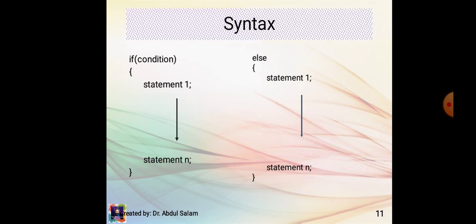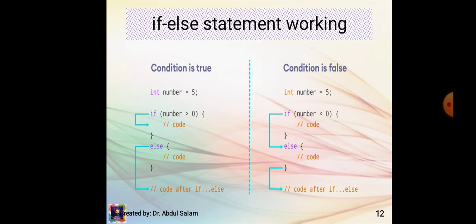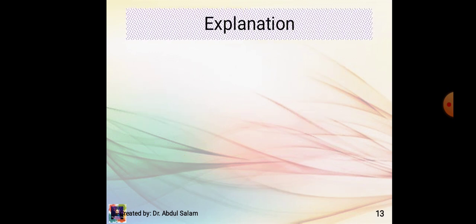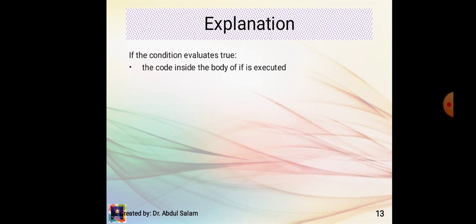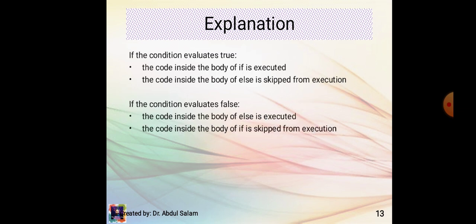Here is the syntax. If the condition evaluates true, the code inside the body of if is executed. The code inside the body of else is skipped from execution. And if the condition evaluates false, the code inside the body of else is executed and the code inside the body of if is skipped from execution.